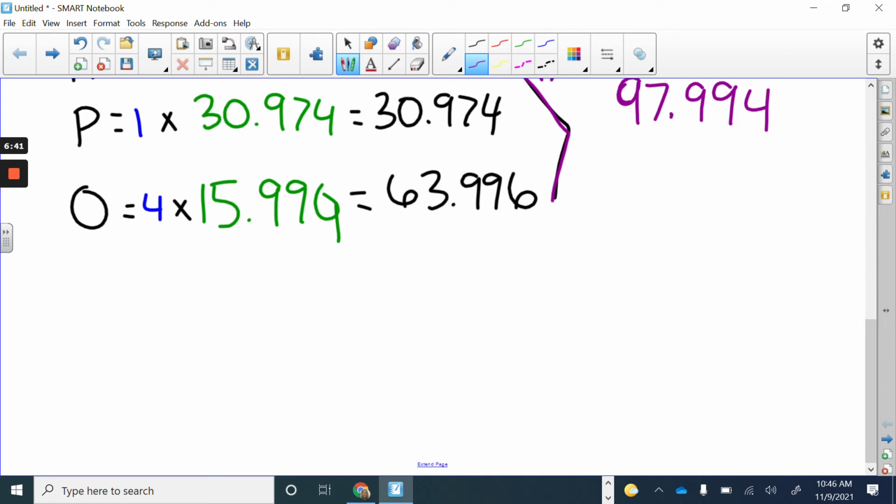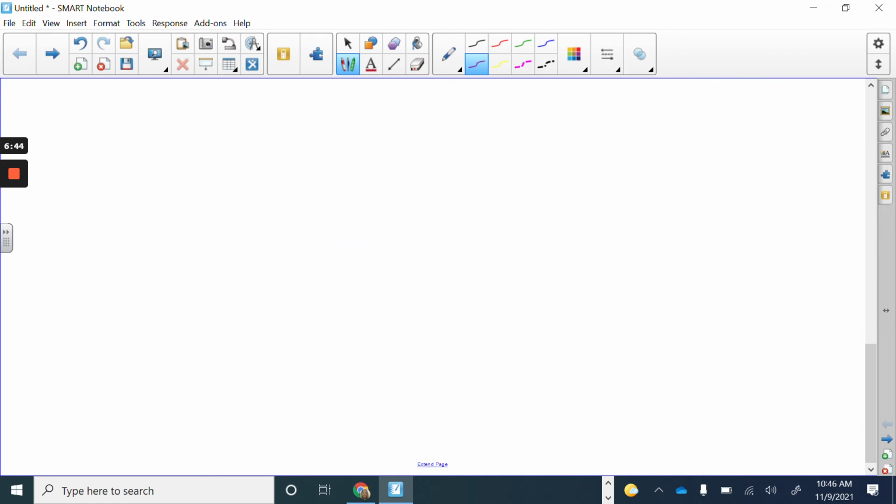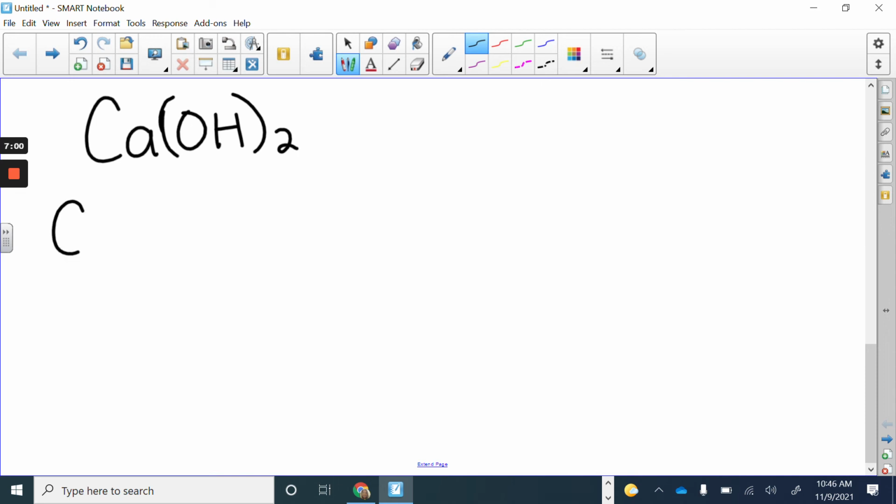We're going to do one more. This time I'm not going to go back to my periodic table because I think you see what we're doing, and it's just taking up a little bit of time. So I'm going to do one more problem. We're going to do calcium hydroxide. So list out our elements. List how many we have of each. Calcium, there's no subscript, so it's 1. Remember, the 2 gets distributed to everything inside of the parentheses, so we have 2 and 2.